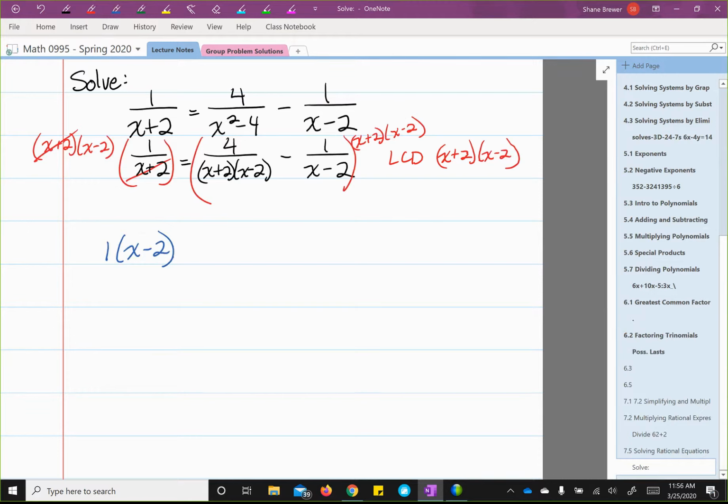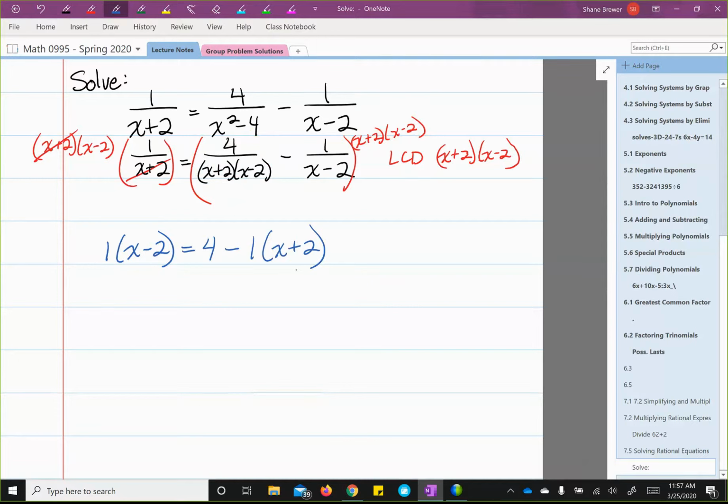Okay, now let's go to the right side, and we're going to take this times this. Now notice these are both on top over here, so they're going to cancel with both of those on the bottom, so they're going to disappear. So we're left with just a 4. That's really nice. Minus, now do this times this. And what's going to cancel is an x minus 2 on top and an x minus 2 on the bottom. So we're left with a 1 times x plus 2. Okay?